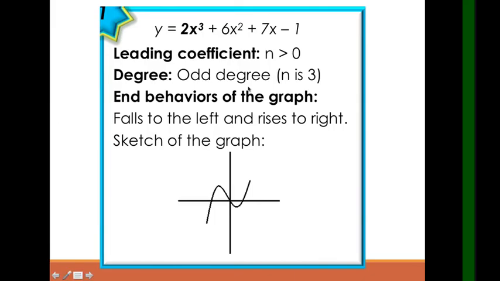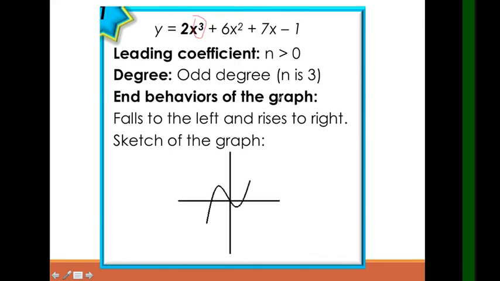Okay, let's first identify the types of function. y equals 2x cubed plus 6x squared plus 7x minus 1. The leading coefficient is greater than 0. So it is also an odd degree where n is 3. I repeat, the leading coefficient is greater than 0, mas mataas sa 0. This one, ito yung tinutukoy na n, and then n is 3.